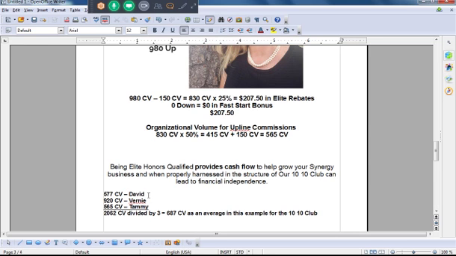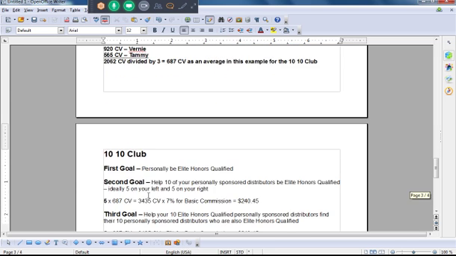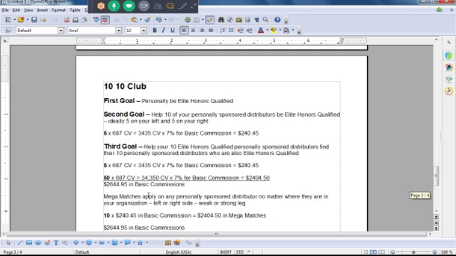What's the second goal? Help 10 of your personally sponsored distributors be Elite Honors Qualified. Ideally 5 on your left and 5 on your right. Now, when you're paid basic commissions, your basic commissions are paid on the side of your organization that has the least amount of volume. You only have 2 sides to your Synergy business. You have a left side and a right side.